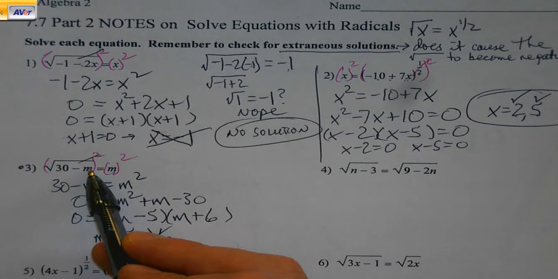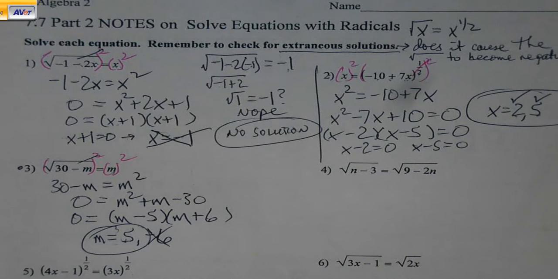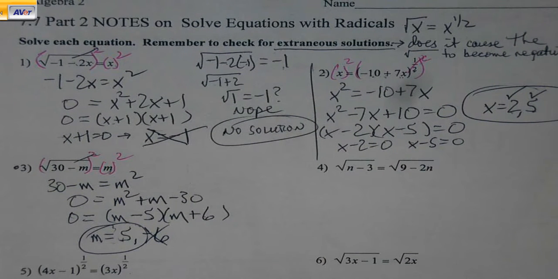30 minus 5 is 25. Square root of 25 is 5. That one works. So algebraically, we'll work on all of these. Never a problem if I go that route. Here's my other option, though.